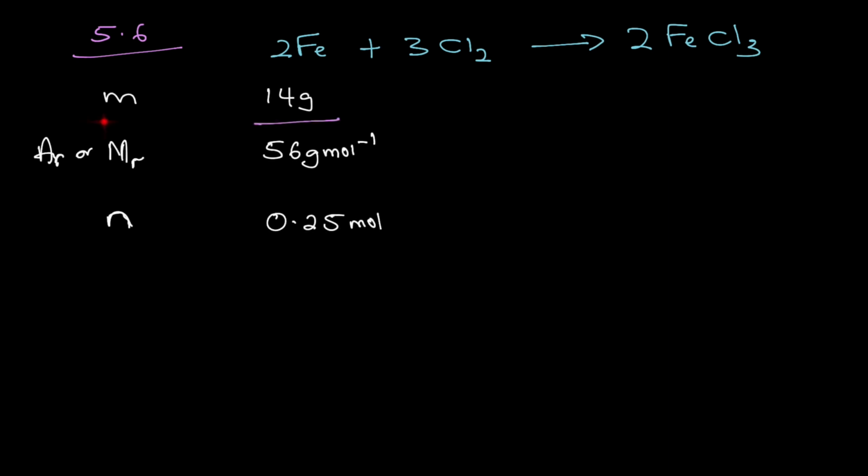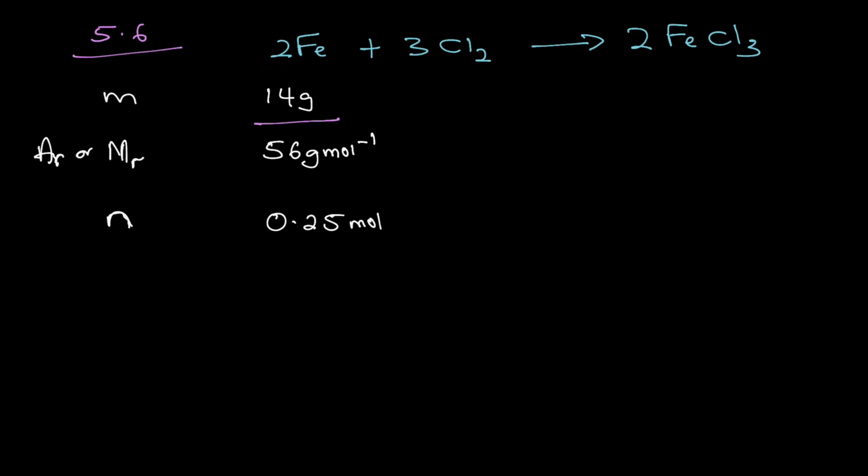So the way to start is to write down the mass and the relative molar mass or relative atomic mass. So for iron the relative atomic mass is 56 grams per mole, and the mass given for iron is 14. So I need to divide 14 divided by 56 to calculate the mole. So the mole is 0.25 mole. And the next thing I need to do is to look at the stoichiometric mole. So that's 2, 3, 2.